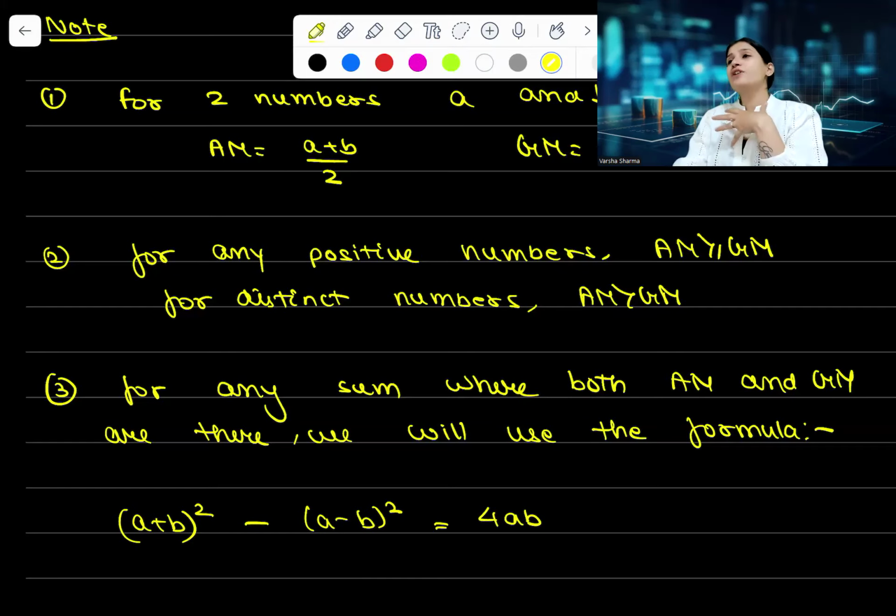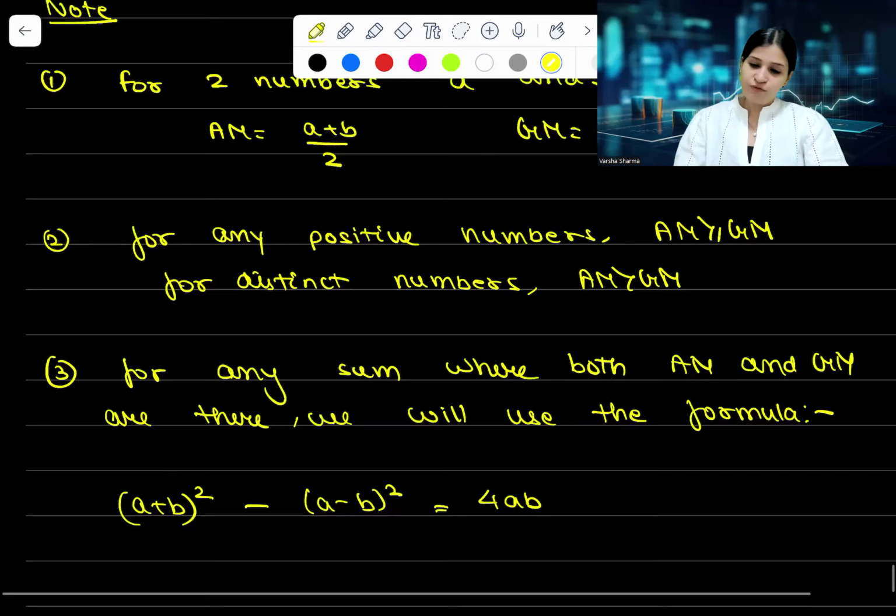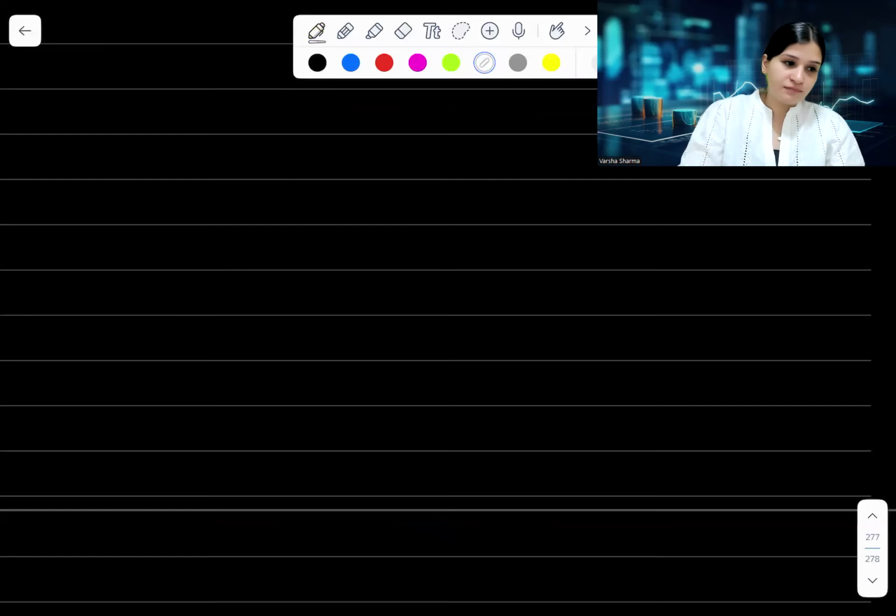So in general, if I give you any two numbers, if I haven't mentioned anything, then AM and GM can be equal also, AM can be greater than GM also. But if I have specifically said that the numbers are distinct, the numbers are different, then AM will be greater than GM, they can't be equal. And whichever sum has both AM and GM in it, we will use this algebraic formula to make our sum easier. Yes?